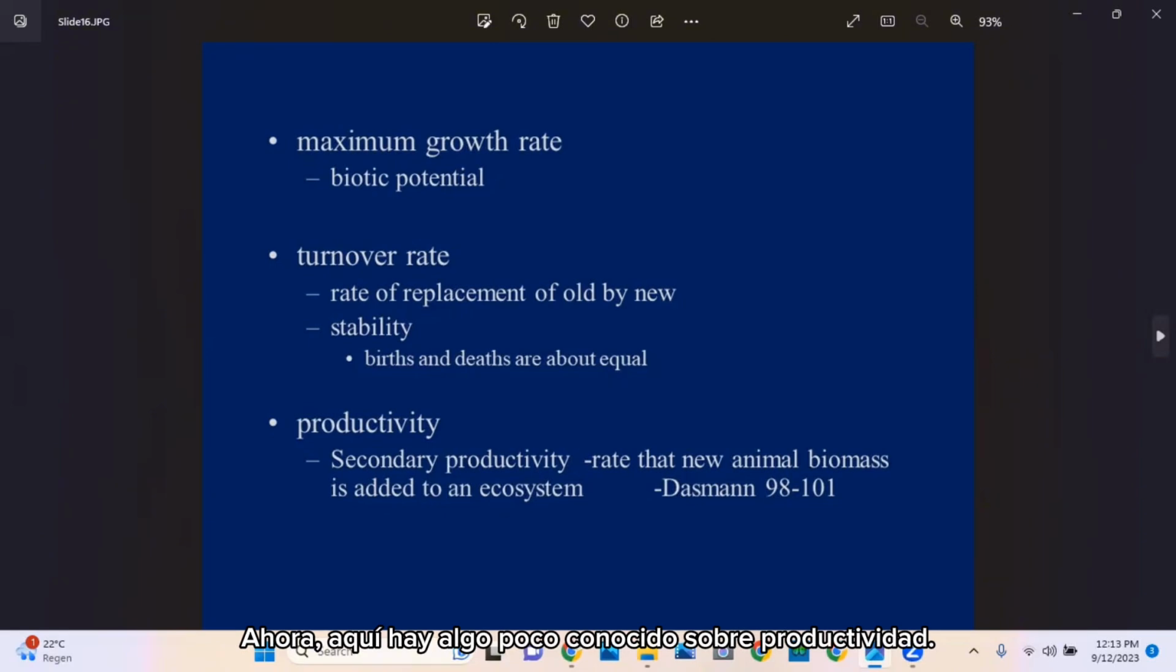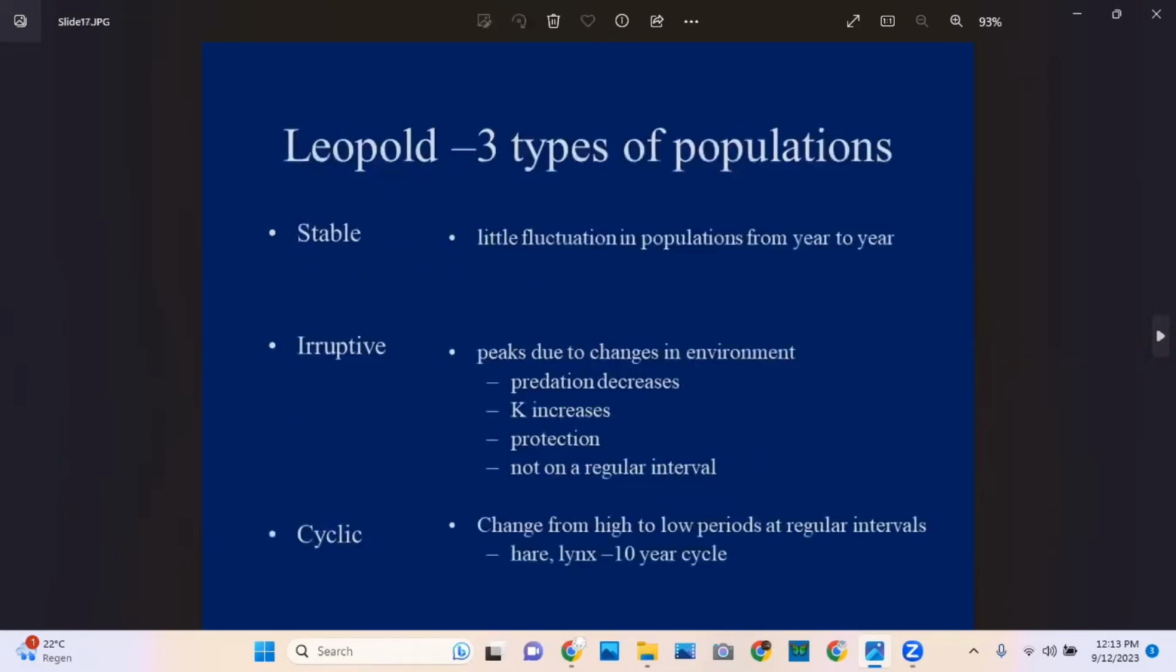Here's a little note on productivity. Secondary productivity is the rate that new animal biomass is added to an ecosystem. Primary productivity is always plants: sun energy going to plants. Secondary productivity is new animal biomass added to an ecosystem, new through birth.